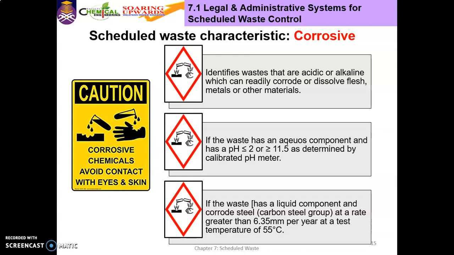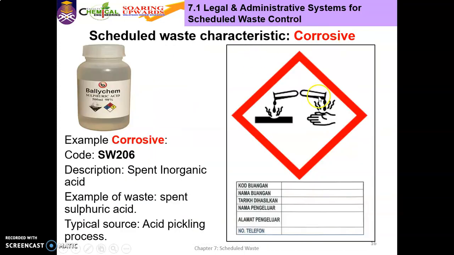The next characteristic of scheduled waste is corrosivity. This is the sign. Corrosive chemicals, and waste that is very acidic or very alkaline. The pH is less than 2 or more than 11.5. That is corrosive. This is again the sign, and the code is SW206.